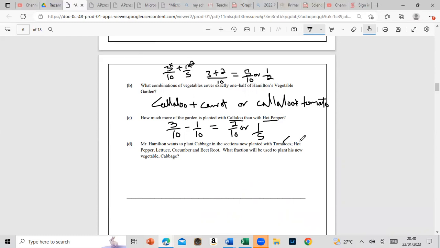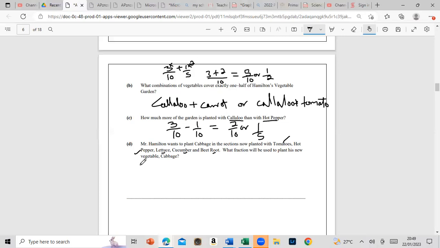So 1. So I can make a heavy thing now, put cabbage here. 2, 3, 4, 5. Alright, so guess what? We have to add all 5. So he said hot pepper. We just work out hot pepper was 2 over... what was hot pepper again? Hot pepper was 1 over 10.